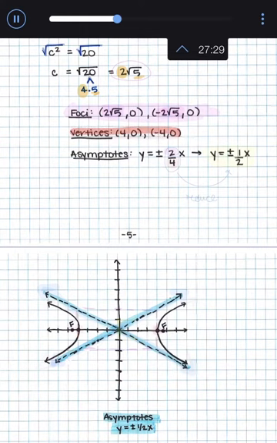Let's see what that would look like on our picture. So on our picture, that would put us out at, let's see, negative 4, 0, and 4, 0.